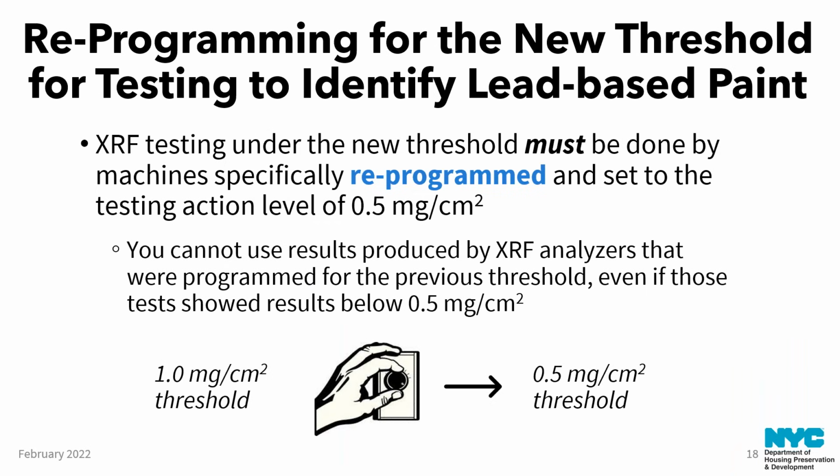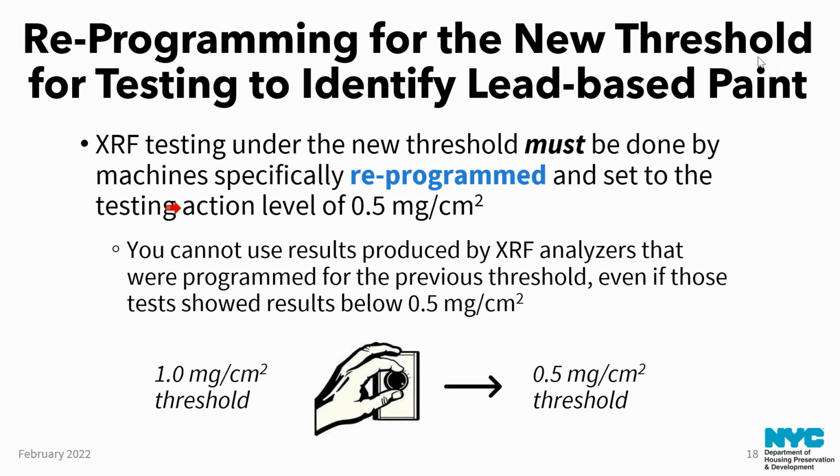Any XRF testing done to identify lead-based paint under the new threshold must be done with machines that are specifically reprogrammed and set to this new testing action level. So any testing that was done previously, before this new testing action level was in play, before any devices had been approved to test it, any of those testing results do not satisfy this requirement. If the machine was programmed to test at the action level of 1.0 at the old standard, those results cannot be used for the new standard.